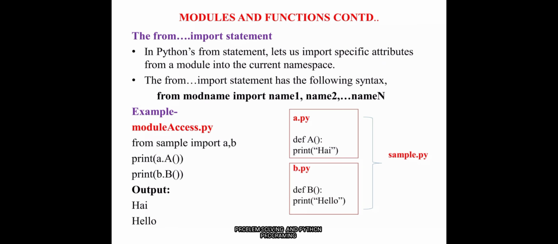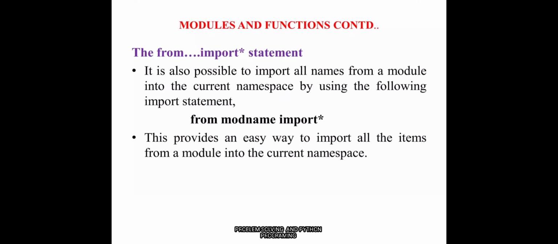Then the next one is from import. So here I'm going to provide specific attributes. For example, I'm going to use the module access. That means I'm going to access the values in it using from sample import A and B. So first thing is about the sample import. I'm going to import A and B from the import access. Then I'm going to print that A and B will be imported automatically.